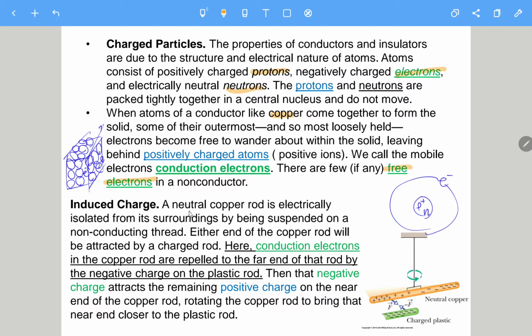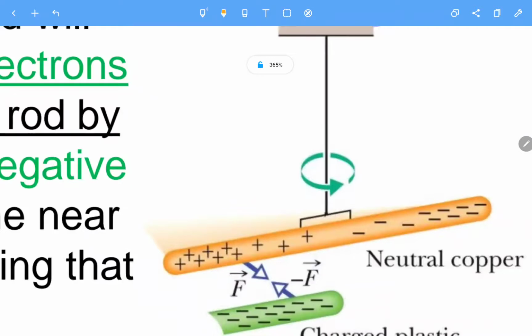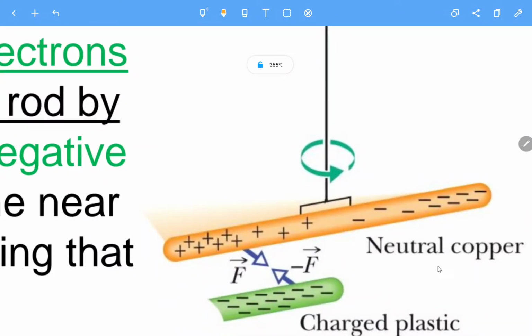Here it says a neutral copper rod is electrically isolated from its surroundings by being suspended on a non-conducting thread. Okay, just look here. So this is a copper rod. We don't have a glass rod here, we have a copper rod. It is originally electrically neutral. It doesn't have any excess charge.